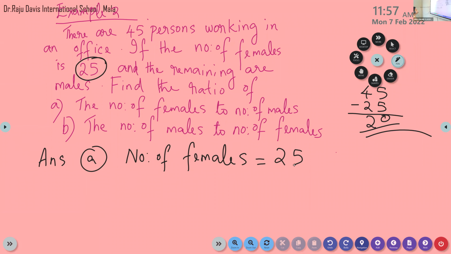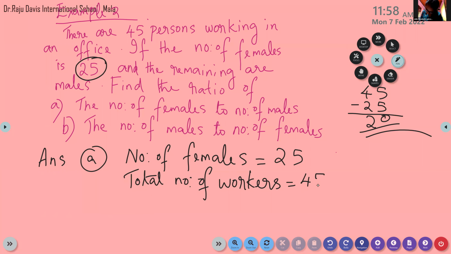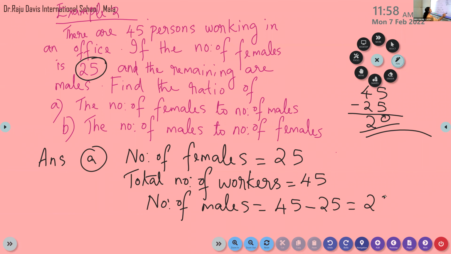Now females to males. Males is not given. So you can find out from the total number. Total number of workers how much? 45. So find out the number of males. Number of males equal to 20. Have you got that 20? When we subtract 25 females from 45, you will get 20 males.